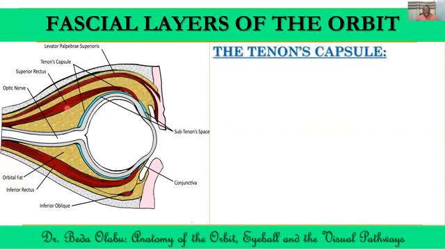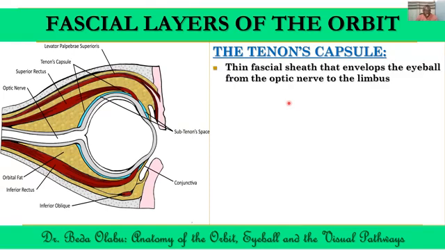The third fascial layer to talk about is the Tenon's capsule. The Tenon's capsule is thin. It's a fascial sheet that actually surrounds the eyeball itself. It extends from the attachment of the optic nerve to the eyeball all the way to the corneoscleral junction, what we call the limbus. The corneoscleral junction is the junction between the cornea in front, which is this part, and the sclera behind, which is this part.